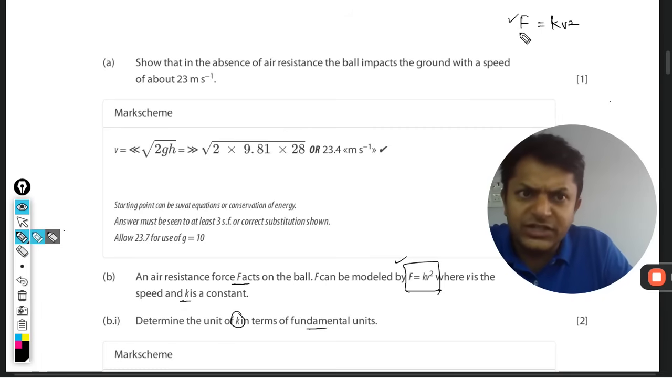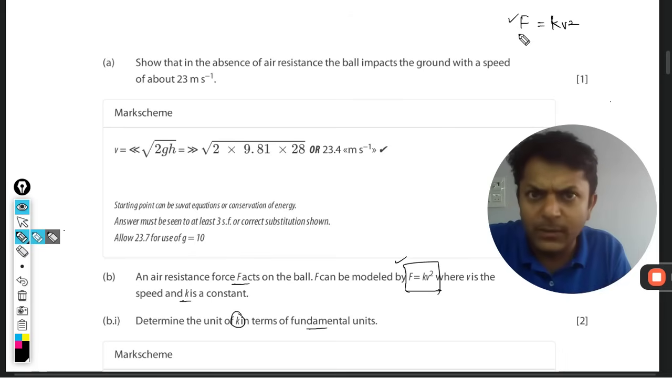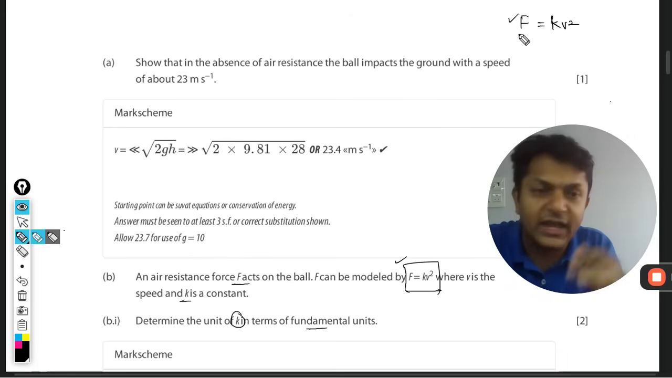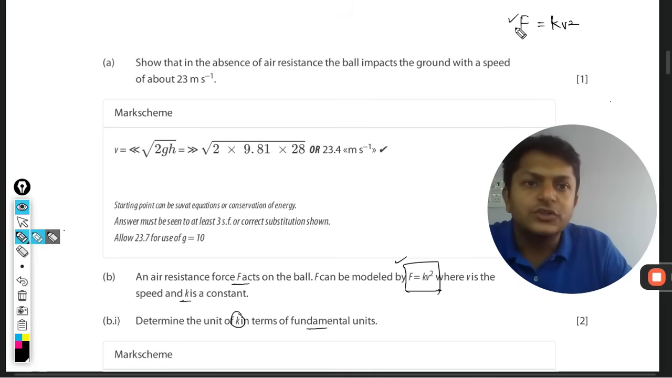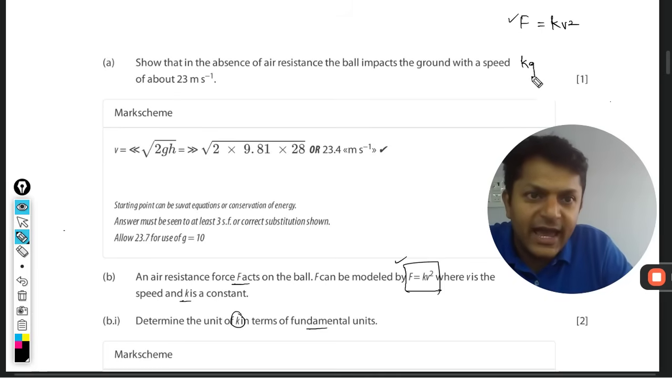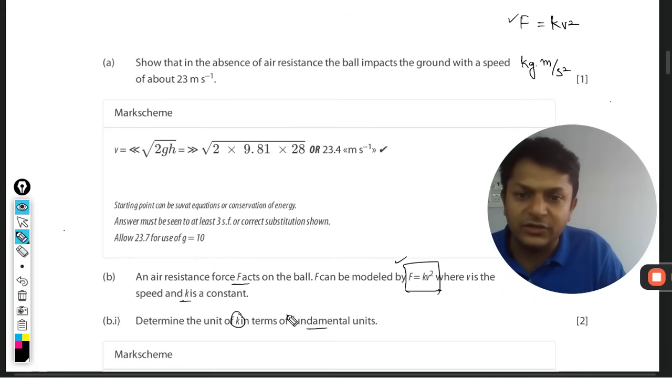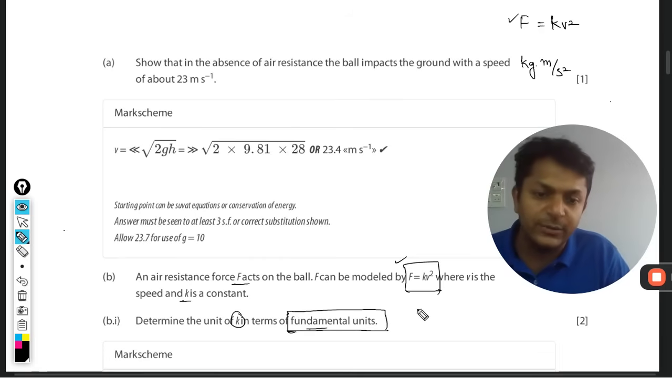So as far as only units are concerned, we can use any formula for the force, like F is equal to M into A. So force can be written as mass into acceleration. I could have written it as Newton, but Newton is not a fundamental unit. You want to use only the fundamental units. What are the fundamental units?